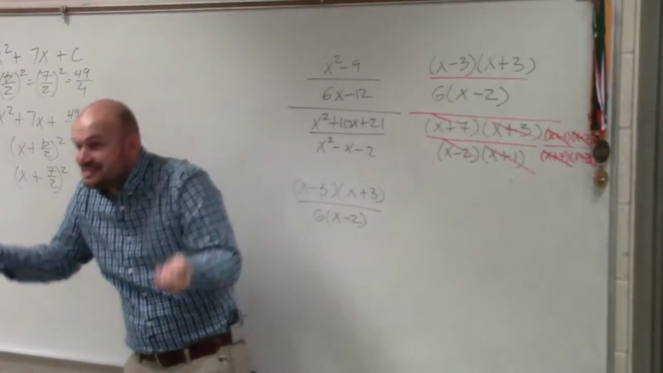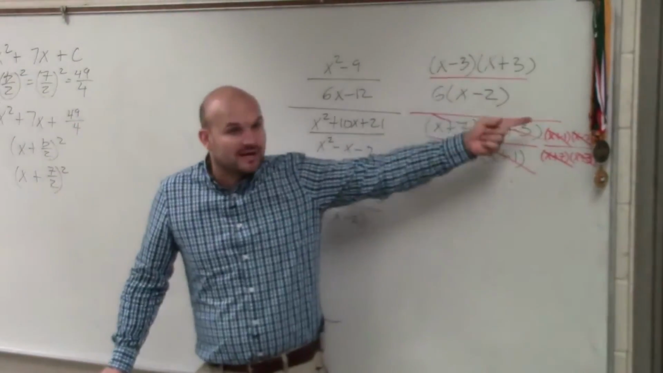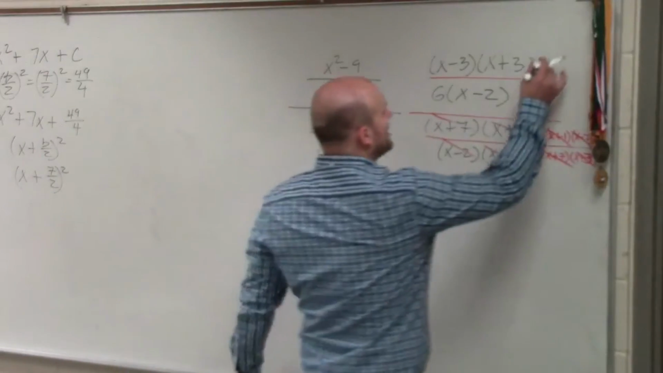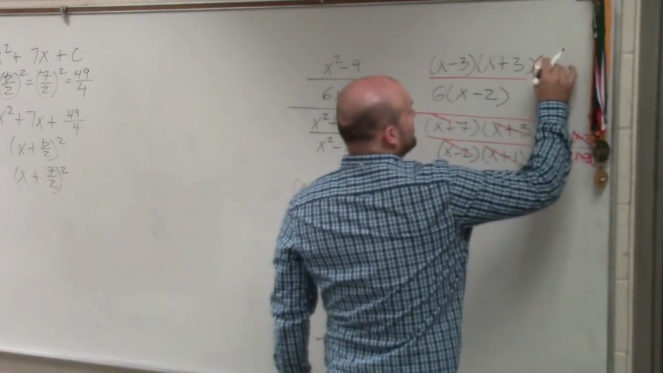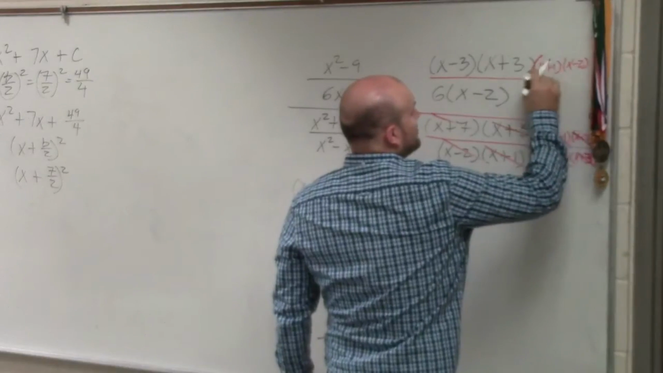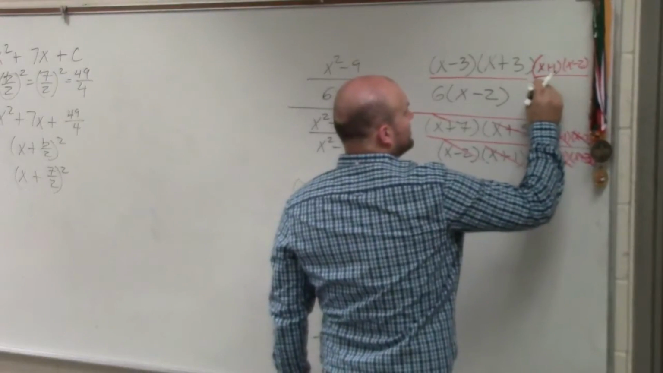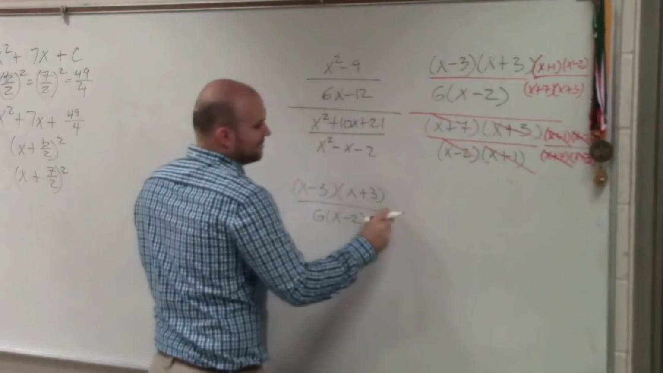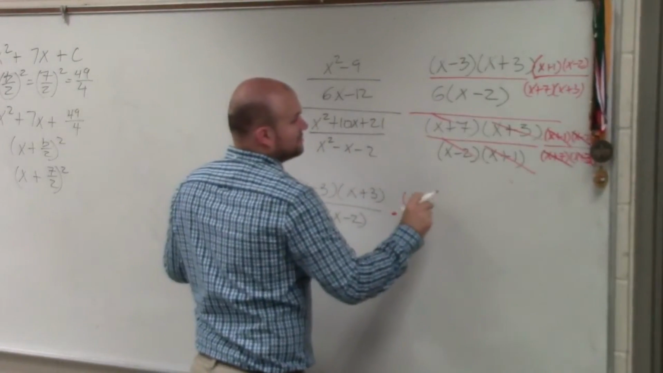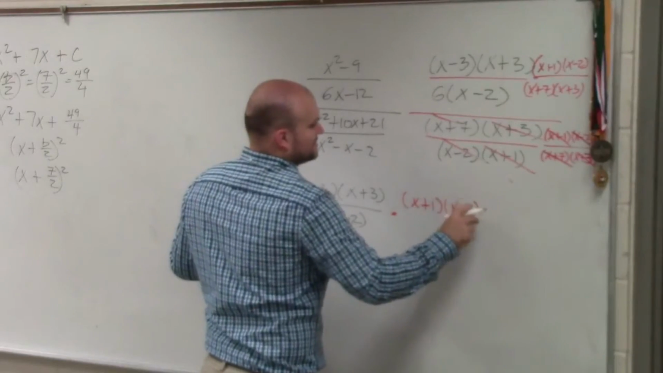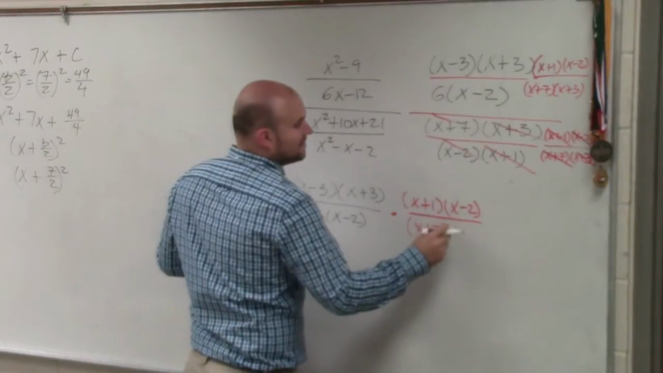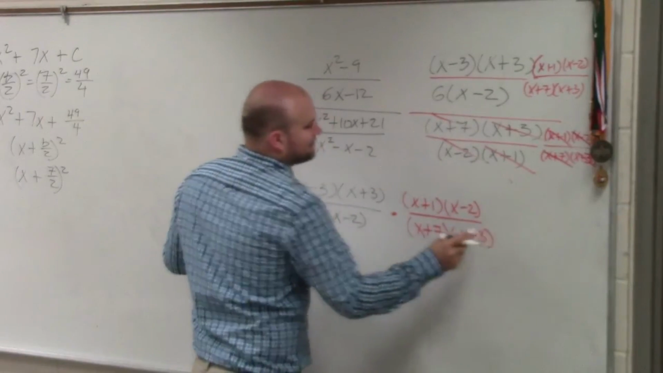But whatever you do in the denominator, you have to do in the numerator to make sure that they are equivalent fractions. So I'd have to multiply my numerator times x plus 1, x minus 2, over x plus 7 times x plus 3. And that's what that would look like over here: x plus 1 times x minus 2 divided by x plus 7 times x plus 3.